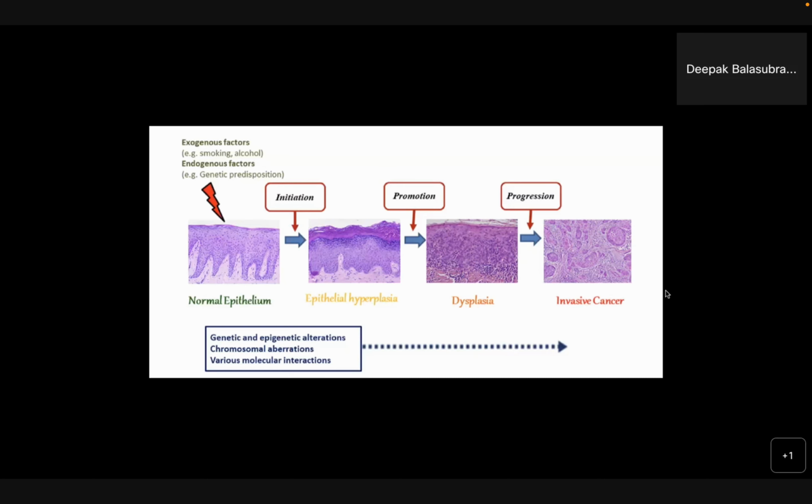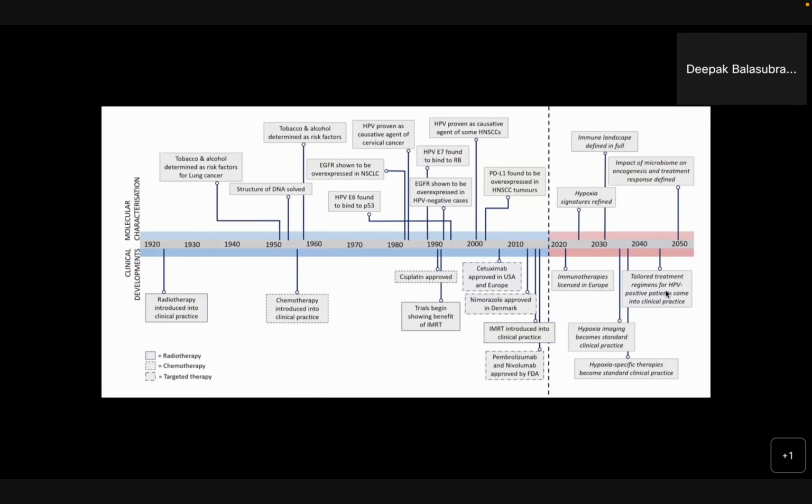And as you go along this pathway, you have genetic and epigenetic alterations, you have chromosomal aberrations, and you have different molecular interactions, mostly from the exogenous growth factors, unrestricted growth potential of tumor, and an inhibition to the restrictive or protective functions of the human genome. So there is initiation, there is promotion, and there's progression. And this is from normal epithelium to invasive cancer. This is the simplest form of tumorigenesis that we can depict.